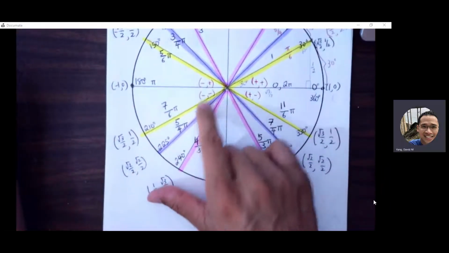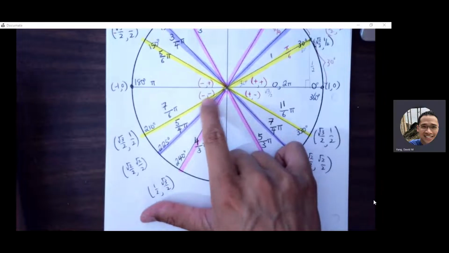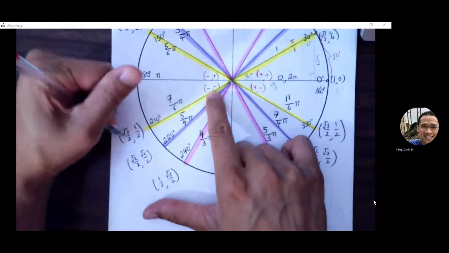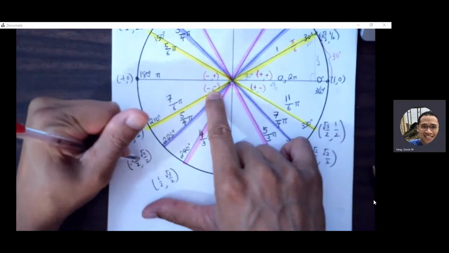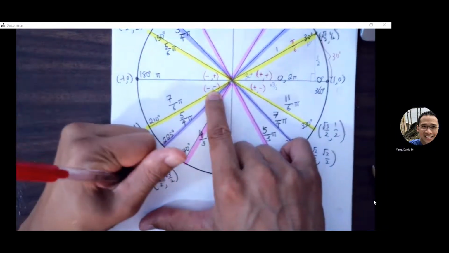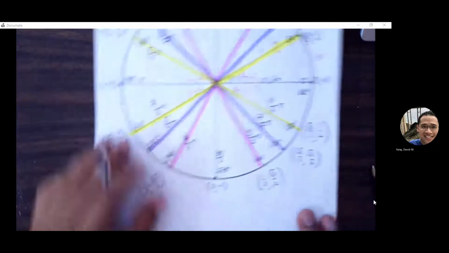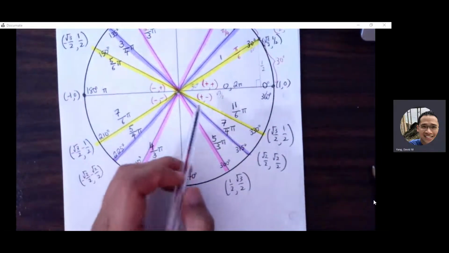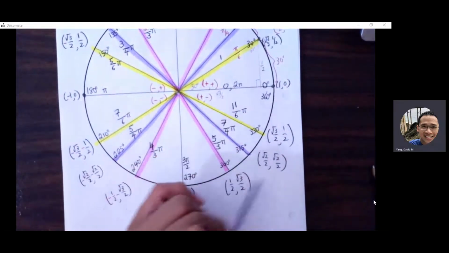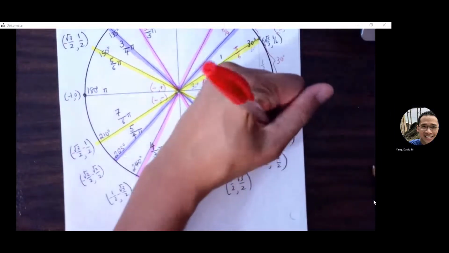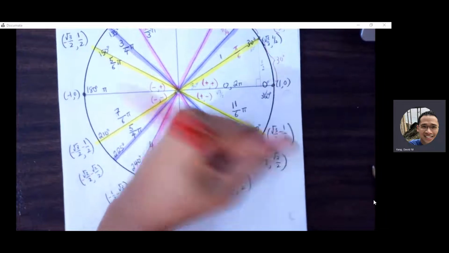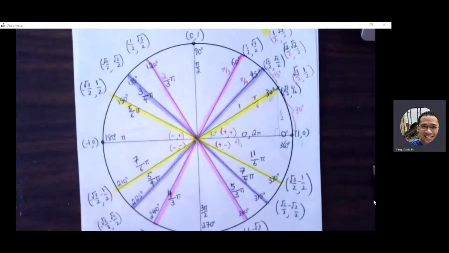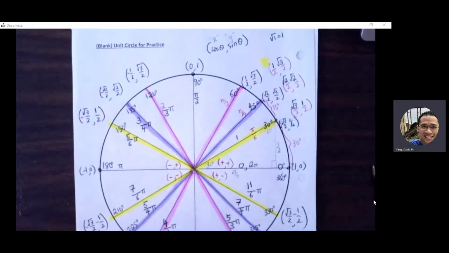Anything in the third quadrant, both the x and y values will be negative. So I'll take all my ordered pairs and adjust them to be negative. Anything in the fourth quadrant, positive x value and a negative y value. So make that adjustment. So here we have a completed unit circle.